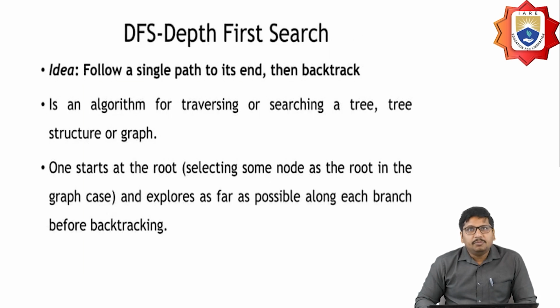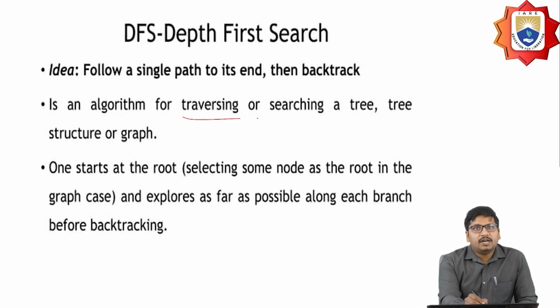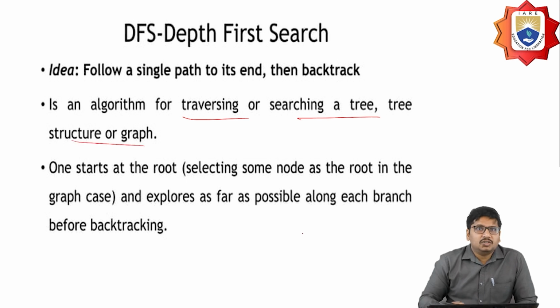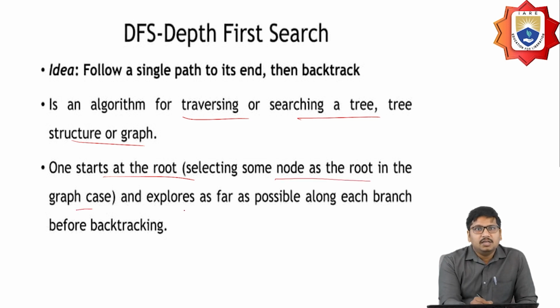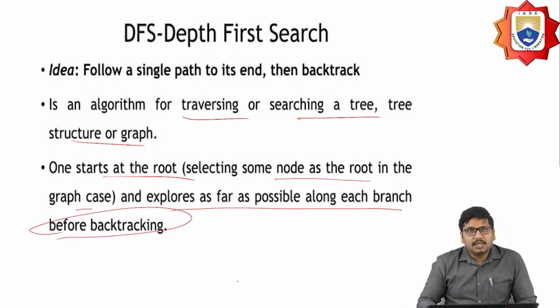And next one is depth first search. So the idea is simple: follow a single path to its end, then backtrack. So that is the concept in DFS. This is the algorithm mainly for traversing and searching a tree or tree structure or a graph as well. Once we have started, we select one node as the root in the given graph, and explore as far as possible along each edge before backtracking. So the main idea behind DFS is backtracking.